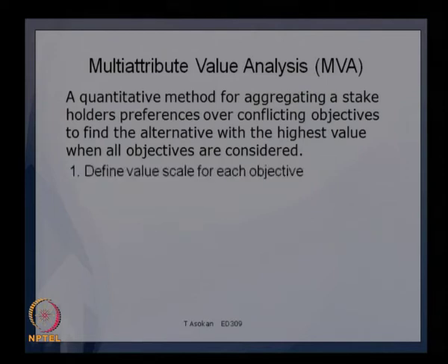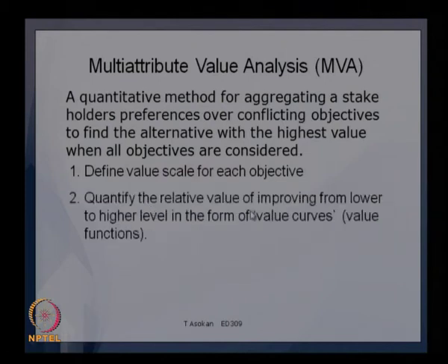So, the various steps involved in multi attribute value analysis are basically we define a value scale for each objective, that is what should be the scale on to which the objective is to be maintained. So, what is the minimum value and what is the maximum you can have, and then quantify the relative value of improving from lower to higher level in the form of value curves.